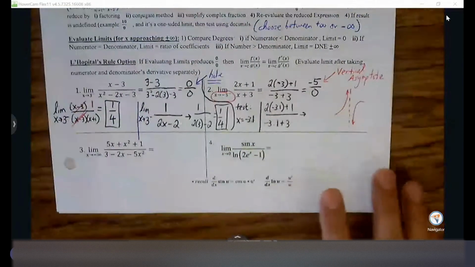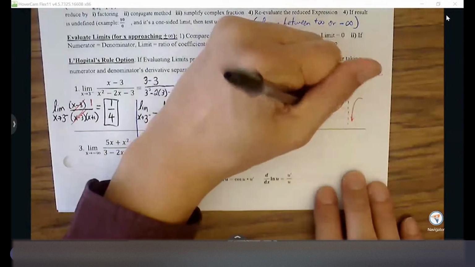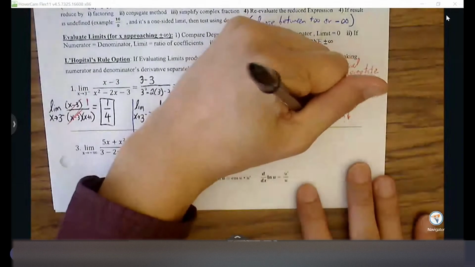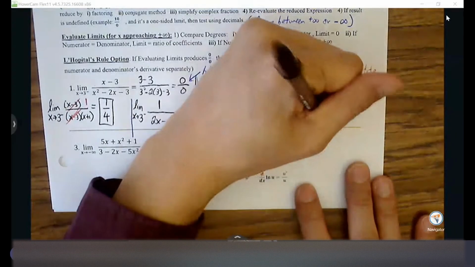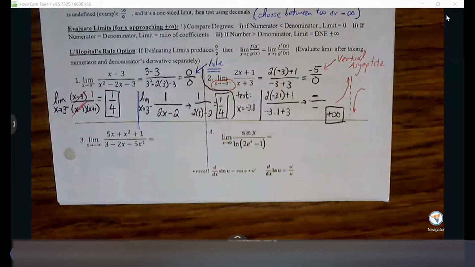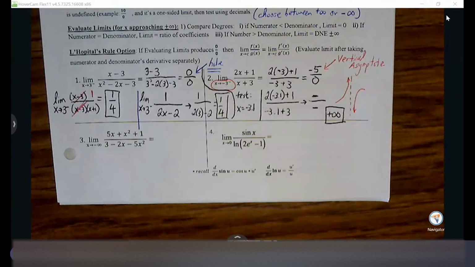Okay, numerator, what? -6.2 plus 1, that's still going to be negative. -3.1 plus 3, that's also negative. So negative over a negative, positive, and so that is where decimals help us out, only for this very specific case where we realize that there's a vertical asymptote causing this issue. Okay, any questions with 1 or 2?